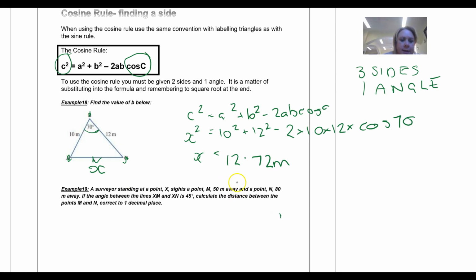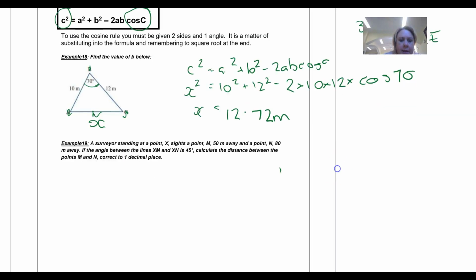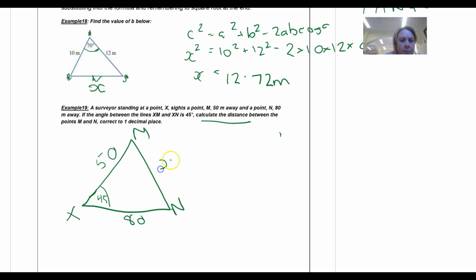Okay, let's do a second example. It says a surveyor standing at a point X sights a point M 50 meters away. So I'm just going to draw any triangle X, M, N. X is 50 meters away and a point N 80 meters away, and the angle between them is 45. Calculate the distance between the 2 points.